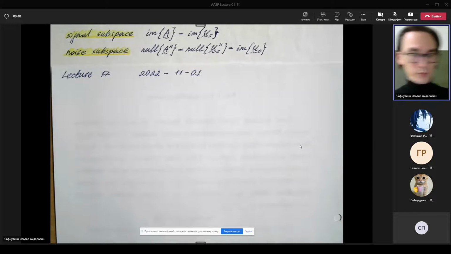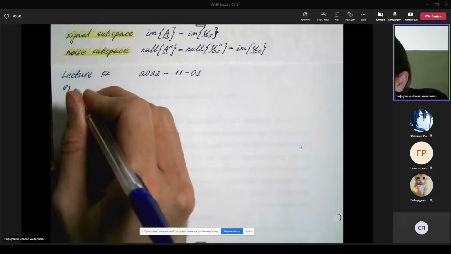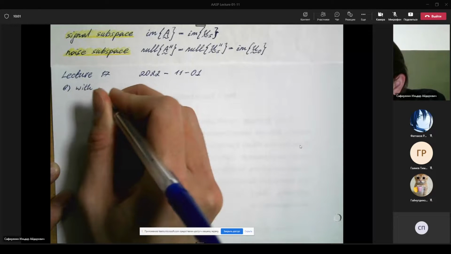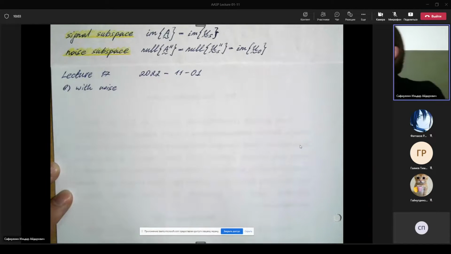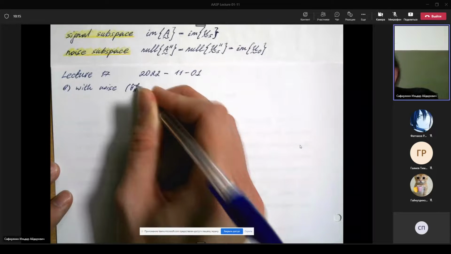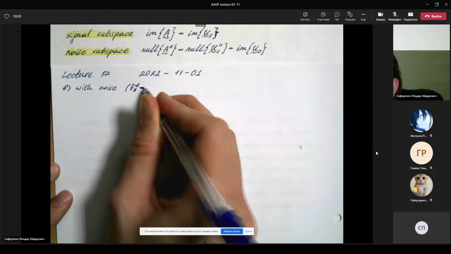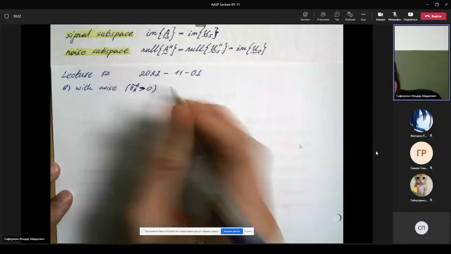So we will continue on this part. Let's start with case B. It is the case with noise, which means before, when we wrote case A without noise, we showed that sigma n squared is equal to 0. And here we show that sigma n squared, so the variance of the noise, is greater than 0.